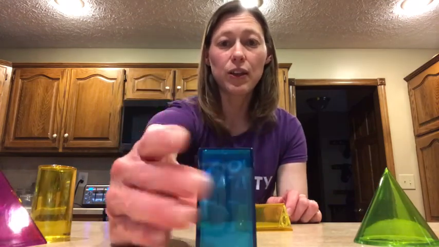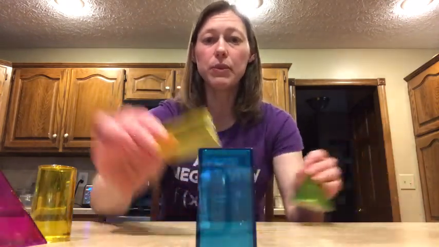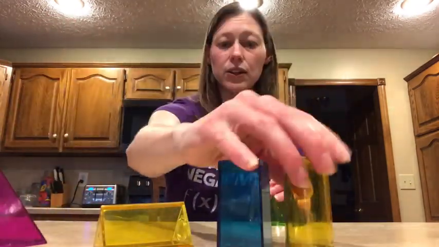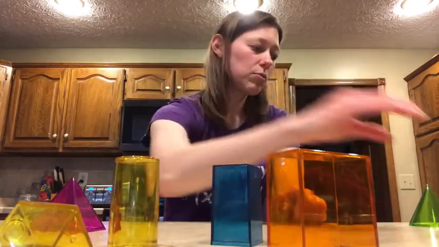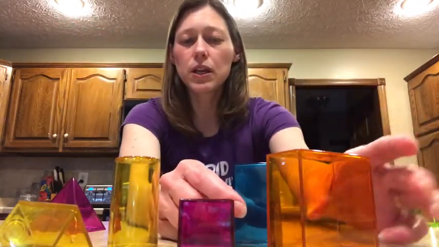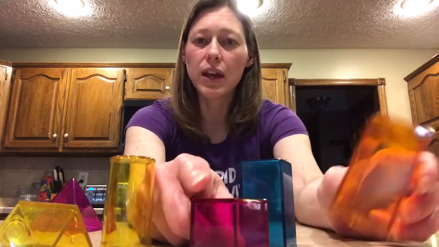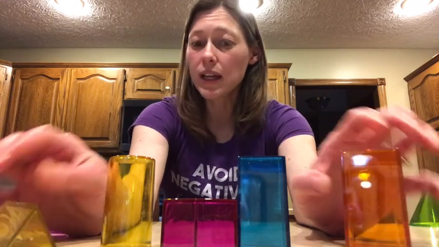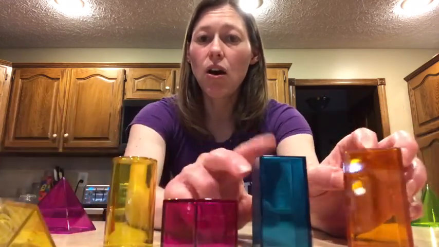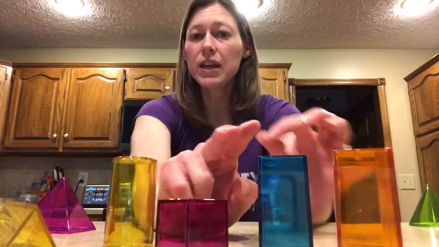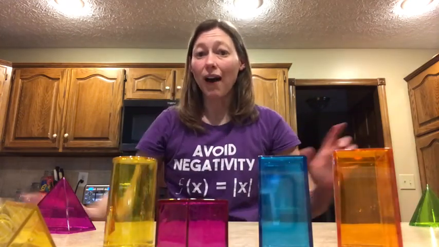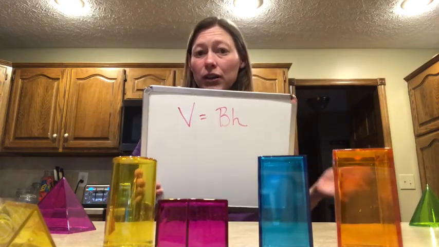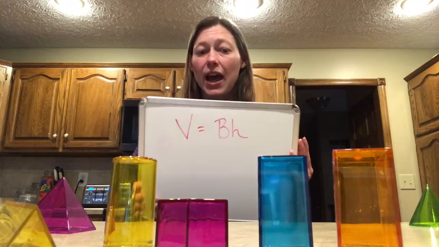We've got the rectangular prism, the triangular prism, and the cylinder. So we've got three rectangular prisms, okay? And it's all the same. Basically all of these, triangular prism, cylinder, and all of the rectangular prisms, it's all the same formula. Volume equals the area of the base times the height. That's all you gotta remember. Volume equals the area of the base times the height, okay?